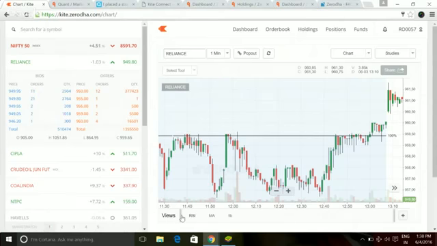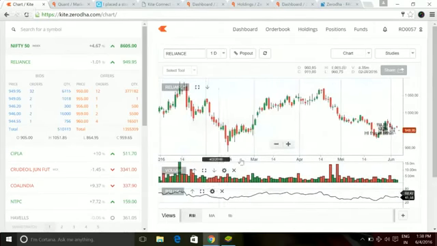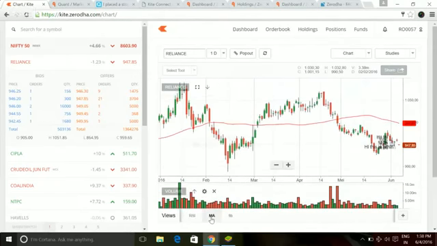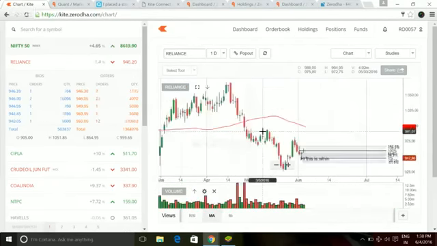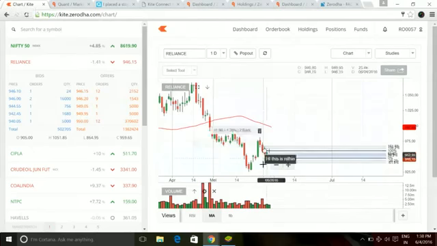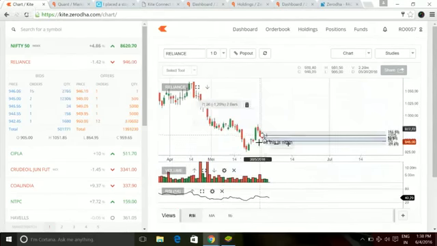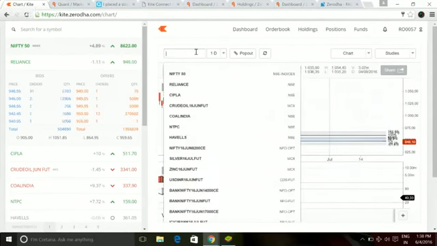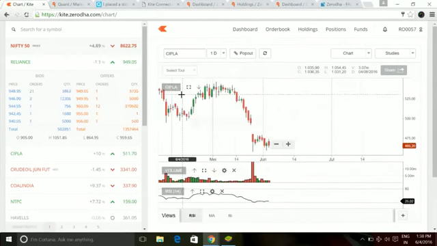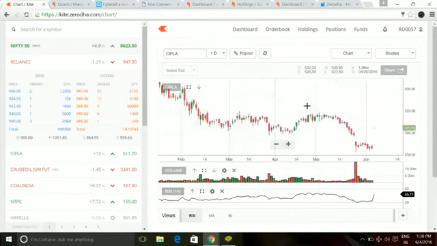So for example, if I click on my RSI template, Reliance opens with the RSI template. In the RSI template, I just have the RSI indicator added, right? You can also have a moving average template, which will show a moving average. Now, let me open Cipla. Cipla opens with the RSI, right?